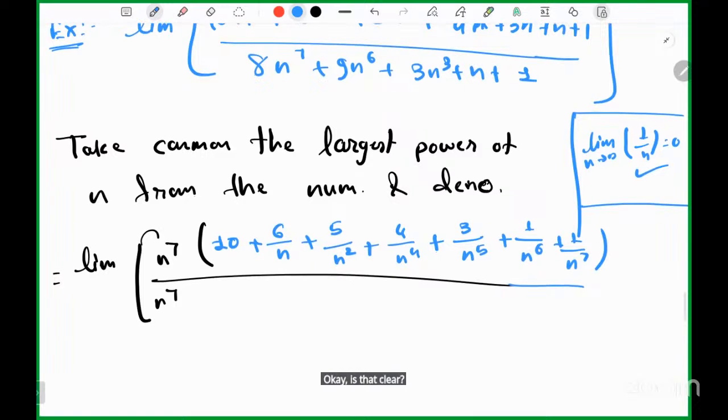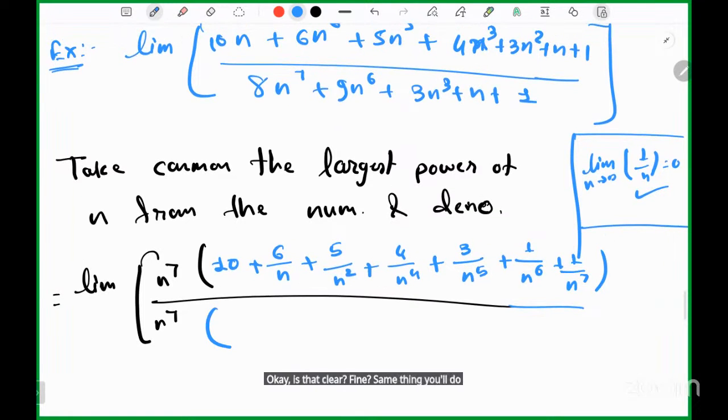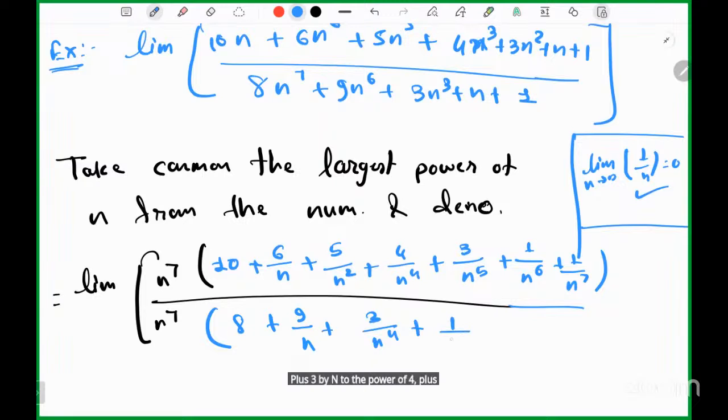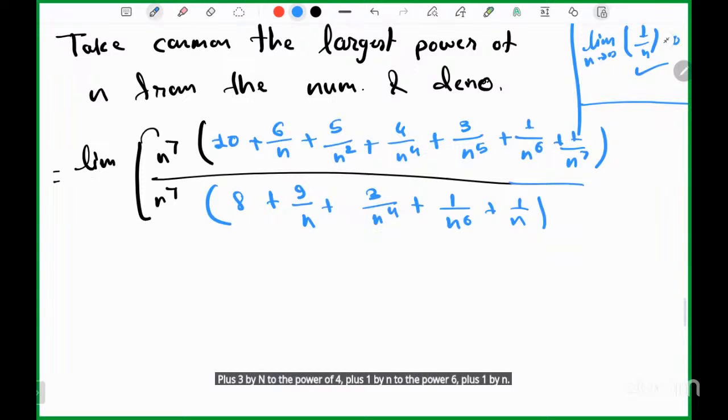Fine. Same thing you will do in the denominator too. In the denominator, if you take common n to the power 7, you will get 8 plus 9 by n plus 3 by n to the power 4 plus 1 by n to the power 6 plus 1 by n to the power 7. I missed that. Okay. And now we can apply this limit as n goes to infinity. We know 1 by n goes to 0.